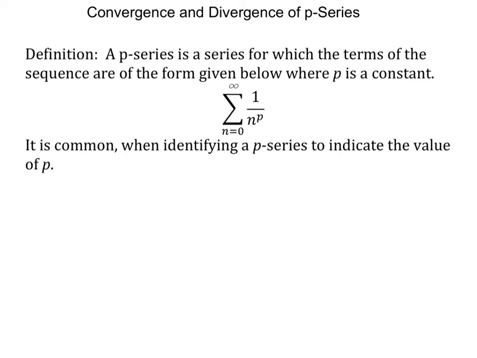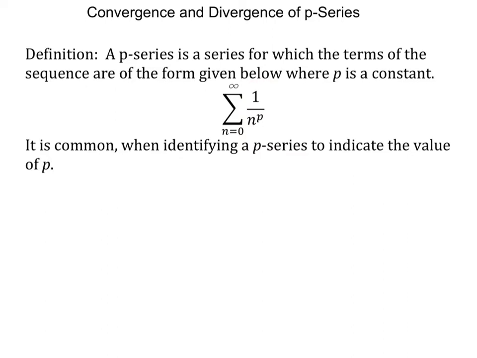So in this video we're going to talk about something called a p-series. P-series are incredibly simple but very, very important moving forward in the chapter. So by definition, a p-series is a series for which the terms of the sequence are of the form given below. So they look like this: 1 over n to the p, where p is a constant.